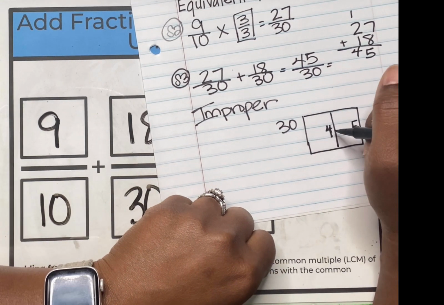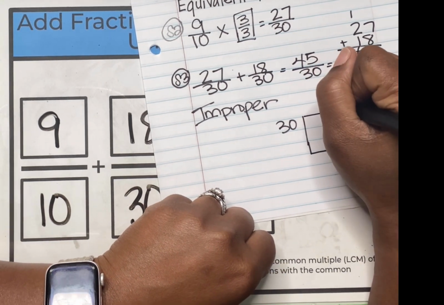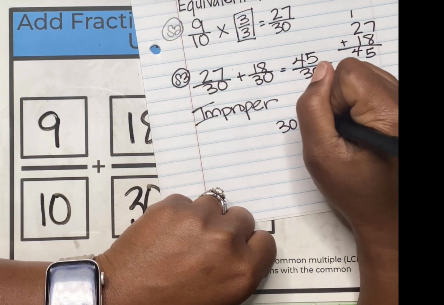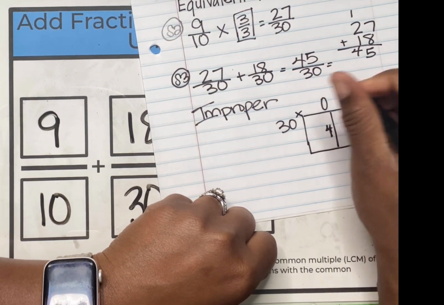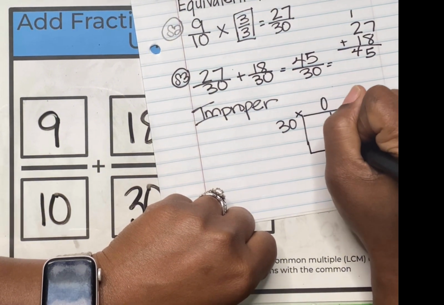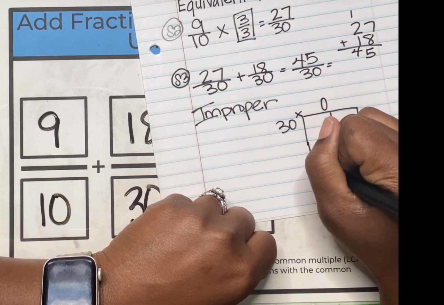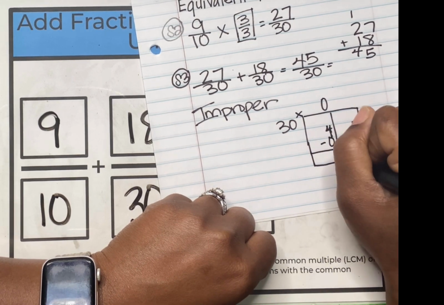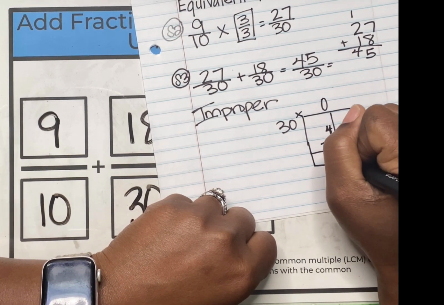Can 30 people share 4 spoons? Ew. No, they cannot. So we say 0. All right, then we multiply. 0 times 30 is 0. Then we subtract. Oh, my bad. I should have made my box bigger. All right, then we subtract. 4 minus 0 is 4.